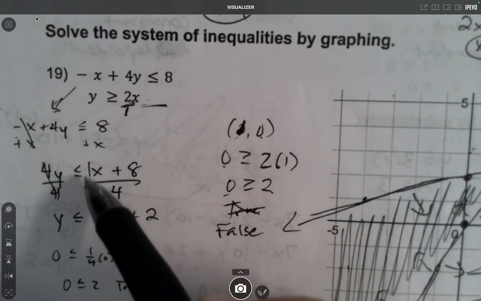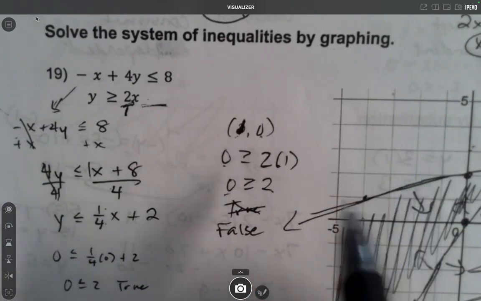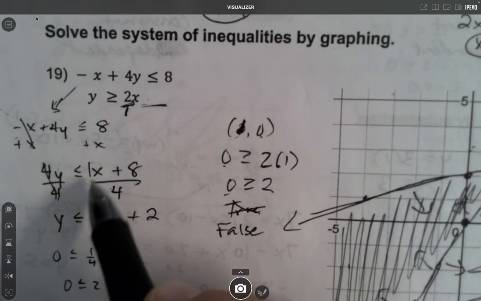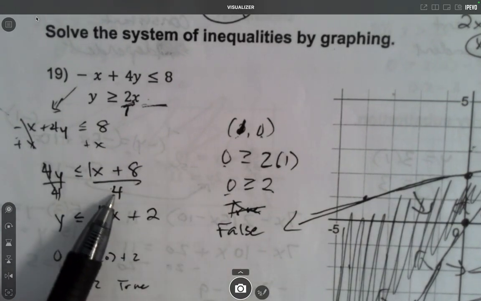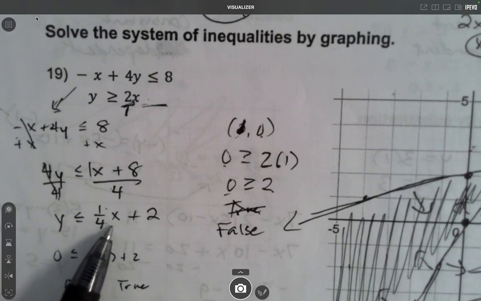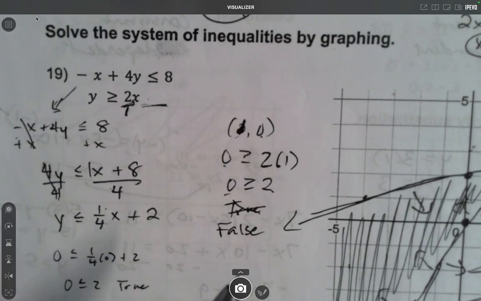And then here's why I wrote the 1 in front of the x. Because you know x is 1x. That should make sense. But people are not sure how to write this or simplify this often, so I just said, okay, that's 1x divided by 4. So I can just say 1 divided by 4, or 1/4, x. Then 8 divided by 4 is 2. So now we're in slope-intercept form.